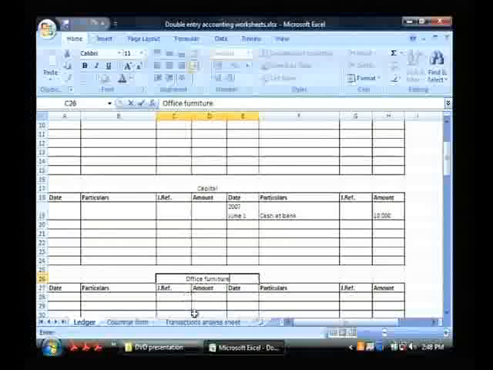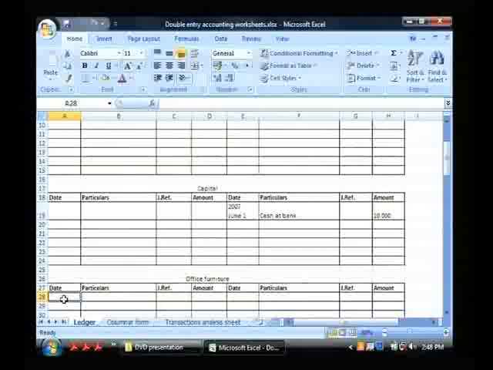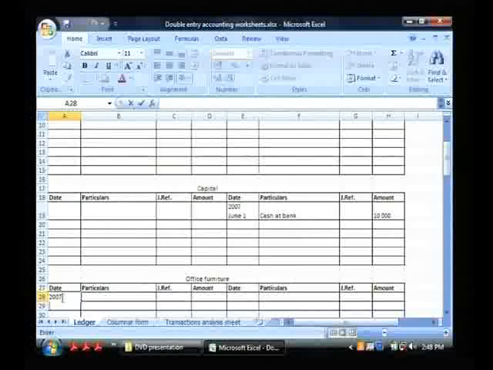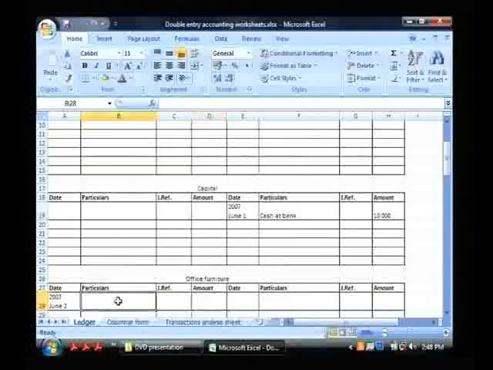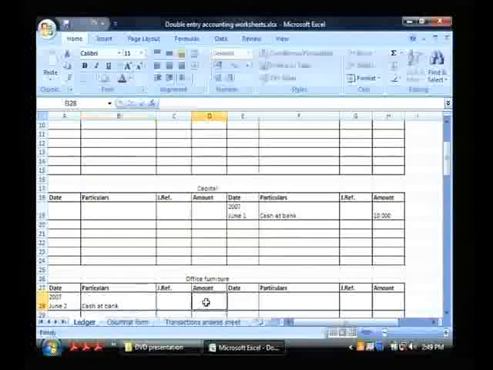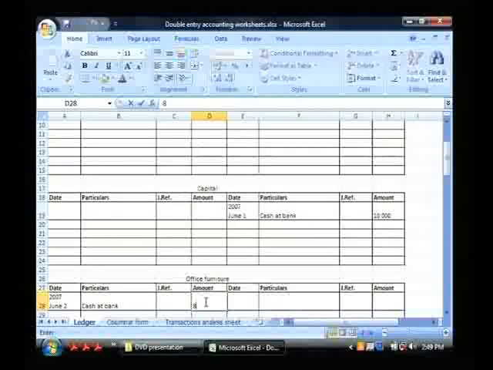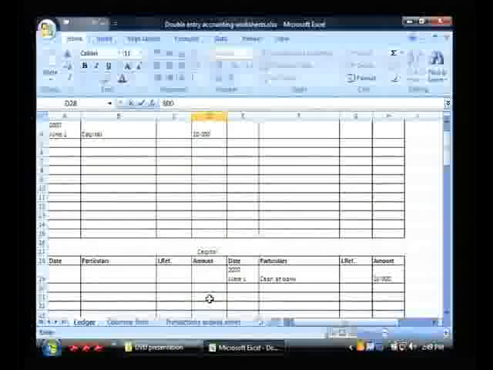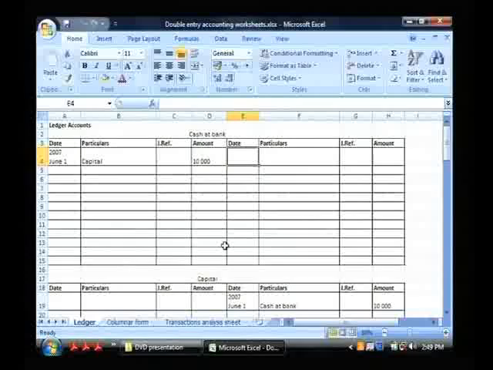This is our office furniture account. Office furniture account debit. Then we have to write the date, 2007, June 2nd, and the title of the corresponding account is cash at bank. Therefore write cash at bank. The amount is 800 kina, and credit cash at bank account.